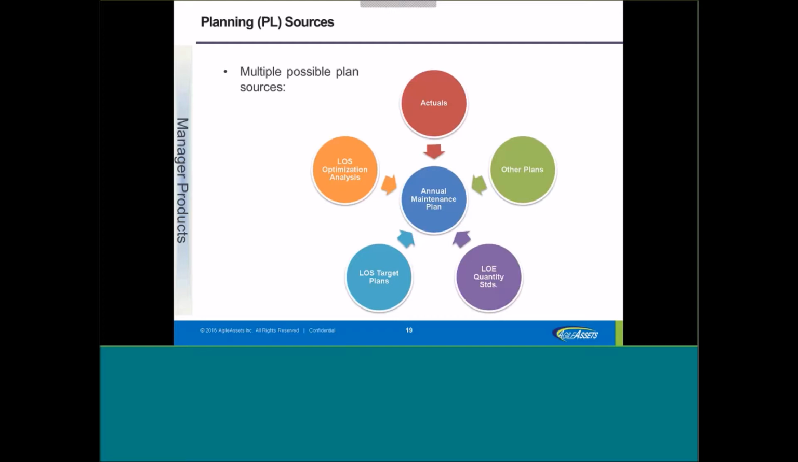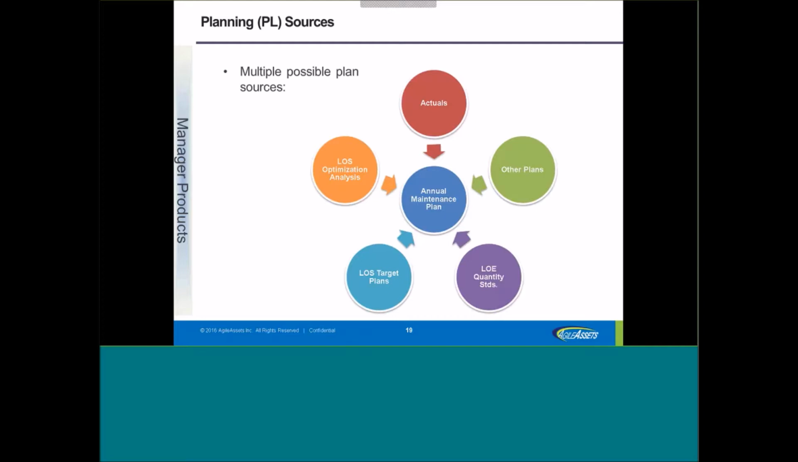The first one right at the top there is actuals. To start out your plan, just to seed your plan, you might just want to copy what you actually did last year, and then be able to know that you need to do more of this and less of this, and so be able to go and edit your plan. So that's certainly one source. Of course, not recommended, but you can also go and copy your plan from last year and tweak that. So other plans is definitely a viable source for your planning.